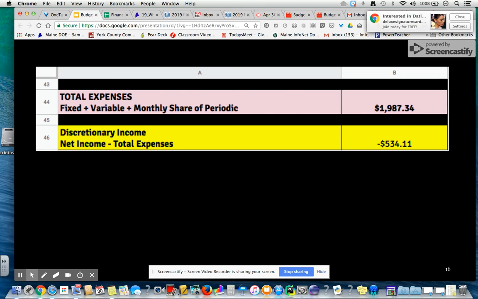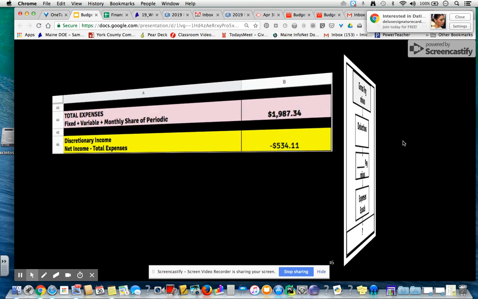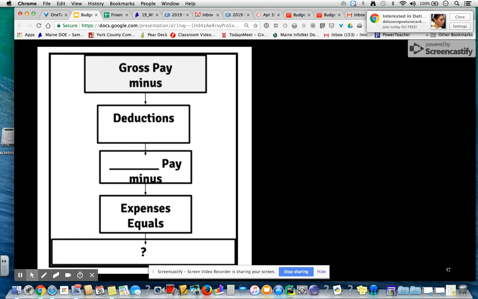And what you can tell here is we have a negative amount for discretionary income. So that's not good. So gross pay minus deductions is equal to what? Net pay, right? And then you take your net pay and subtract all your expenses, and you end up with your discretionary, also called disposable income.